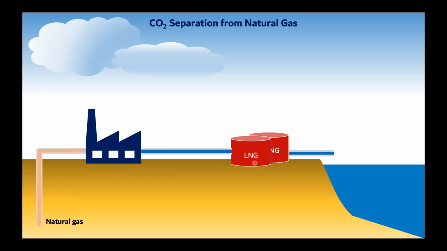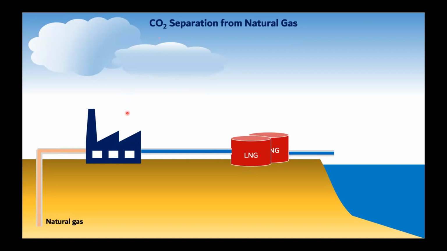So to separate CO2 from the natural gas, we use an absorption column, a packed column. We will also learn about that in this course, how to separate them, and how to design the packed column tower.